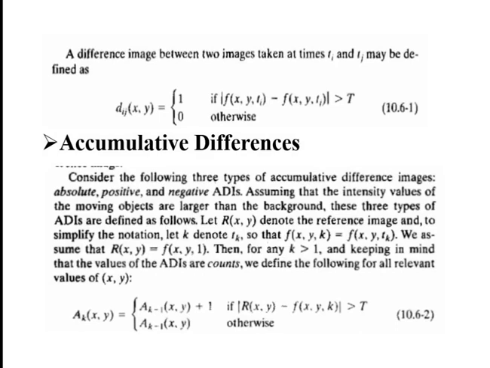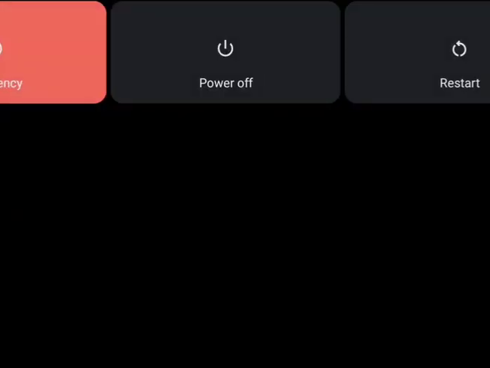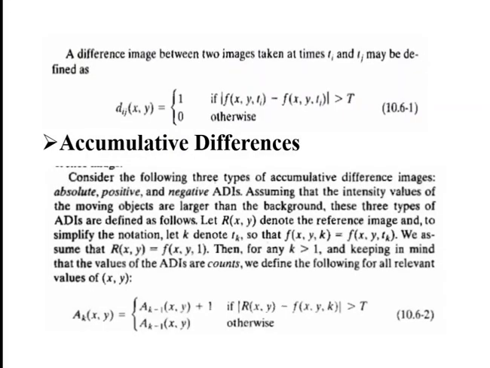Consider the following three types of accumulative difference images: absolute, positive and negative ADIs, assuming that the intensity values of the moving object are larger than the background. These three types of ADIs are defined as follows. Let R(x,y) denote the reference image, and to simplify the notation, let k denote t_k, so that f(x,y,k) is equal to f(x,y,t_k).